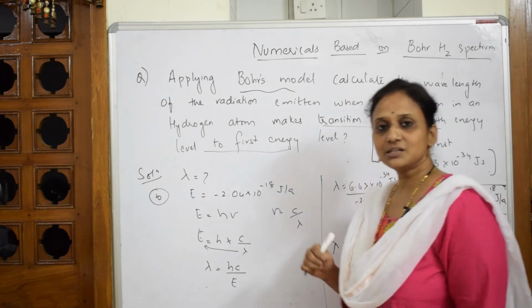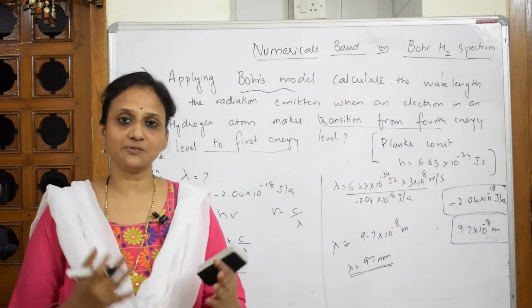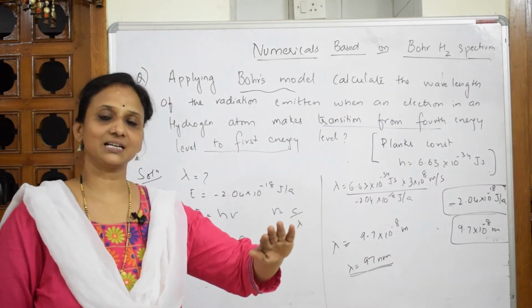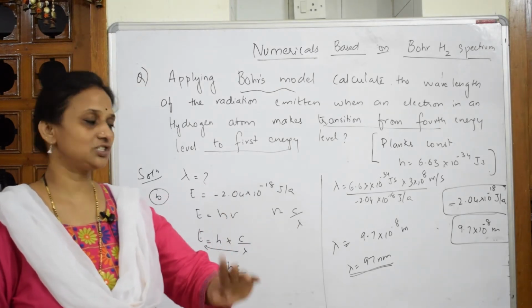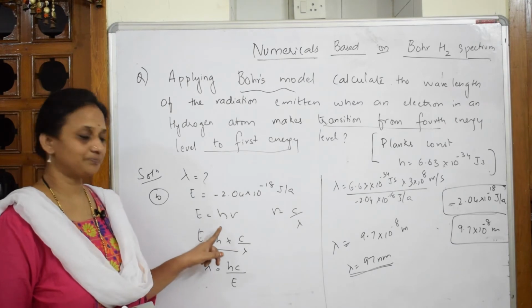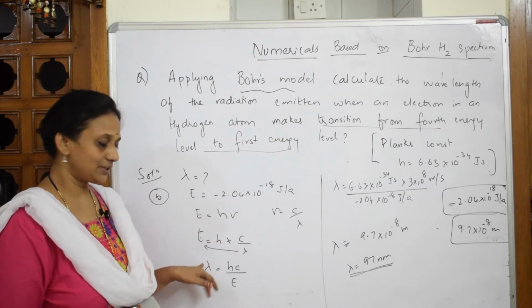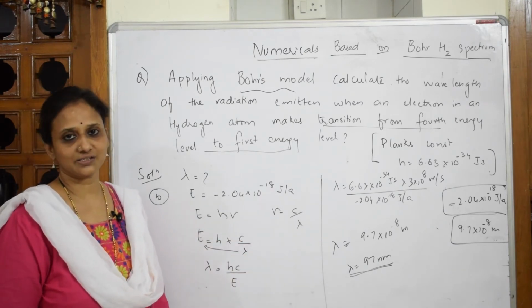So simple, isn't it? Solve the numerical in steps. See what is given. First go with the basic energy level. Then transition means subtract both, get the energy difference, substitute in this formula. Then finally get that lambda, and the final answer is this.